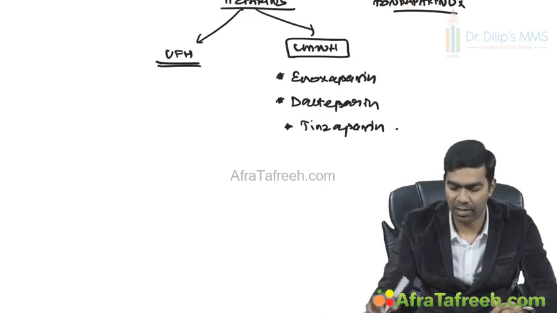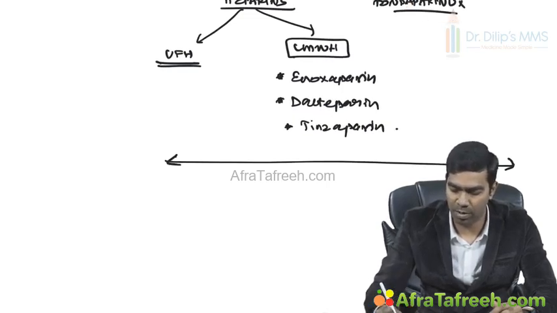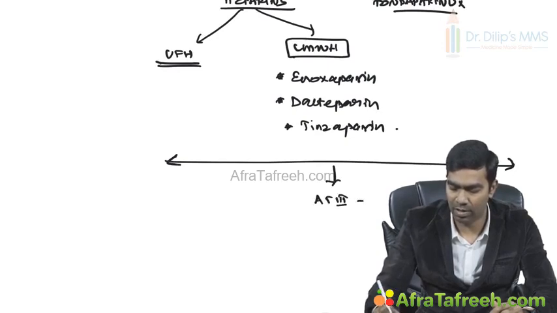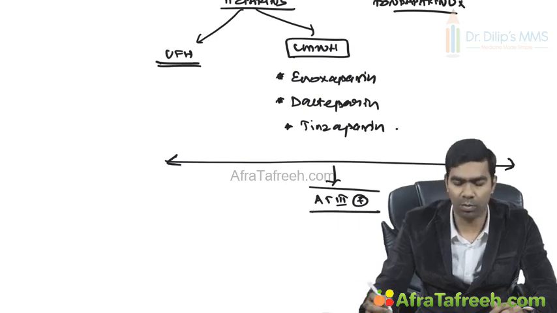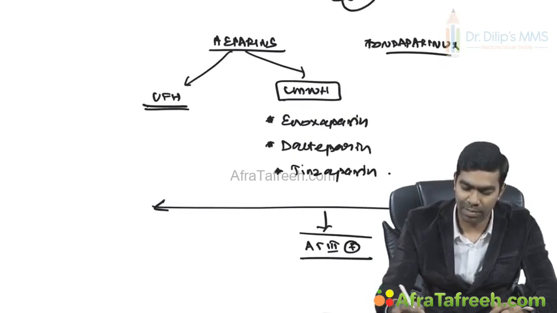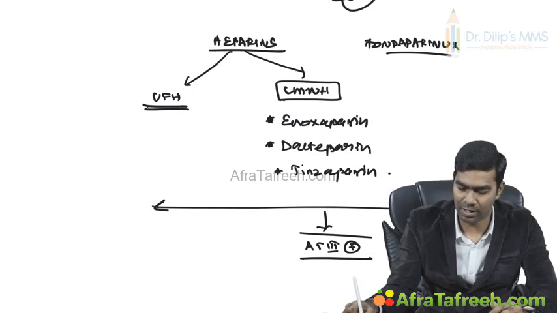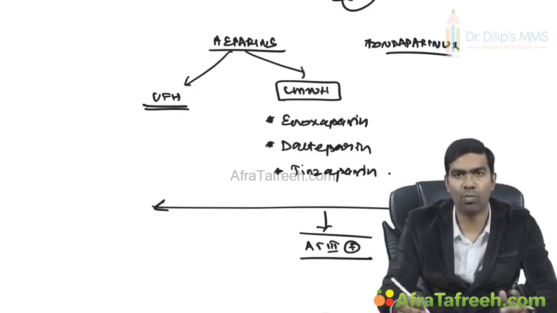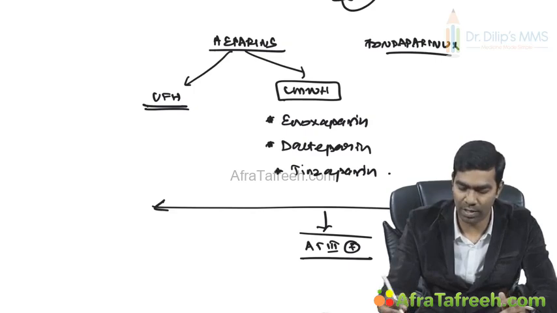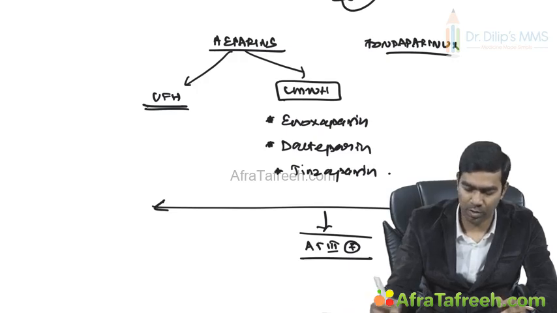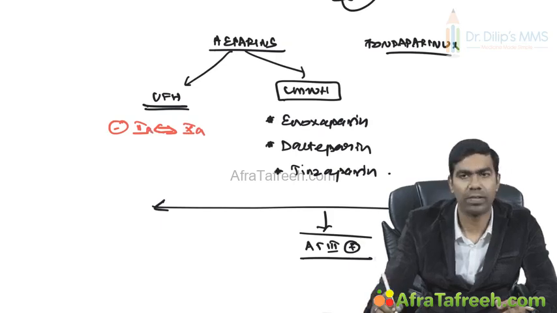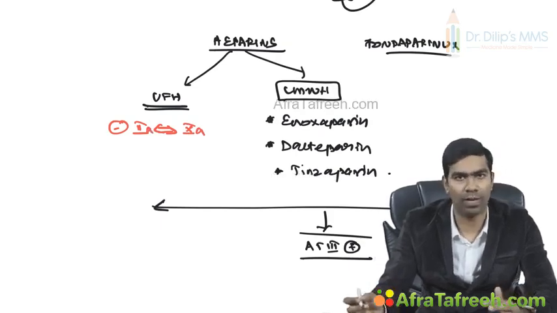Because heparins and fondaparinux all are going to act through a common pathway called activation of antithrombin 3. But you have studied in the textbooks that heparins inhibit thrombin more than factor 10. For example, unfractionated heparin will have almost similar action. Factor 2 will be inhibited almost equivalent to that of factor 10. Clear? Both are almost similar. They are going to inhibit both factor 2 and factor 10.